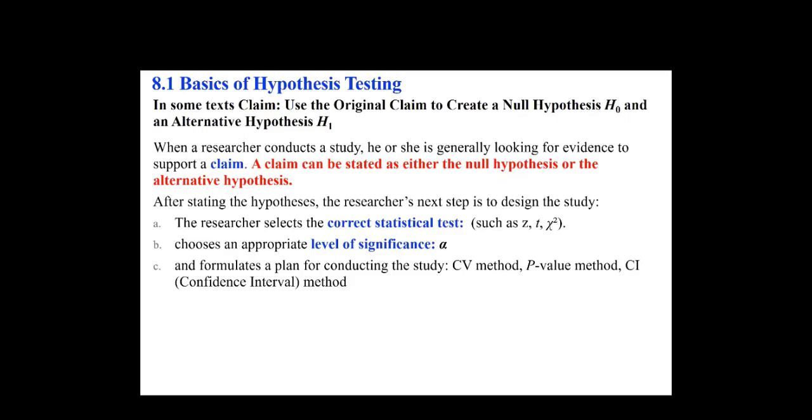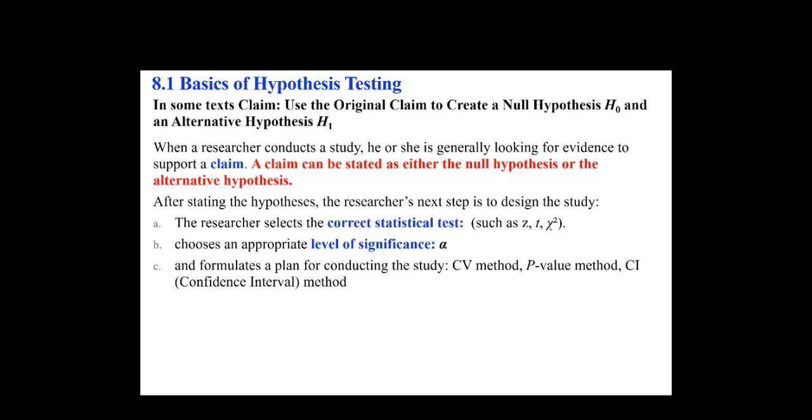We'll see. After stating the hypothesis, the researcher's next step is to design the study. A, the researcher selects the correct statistical test, such as Z, T, or chi-squared. B, chooses an appropriate level of significance and formulates a plan for conducting the study. C, critical value method, P-value method, confidence interval method. The idea is that the test statistic that we need to calculate really depends on the nature of the question. Does it pertain to proportion, mean, standard deviation, or variance? And accordingly, you make a decision what to use.